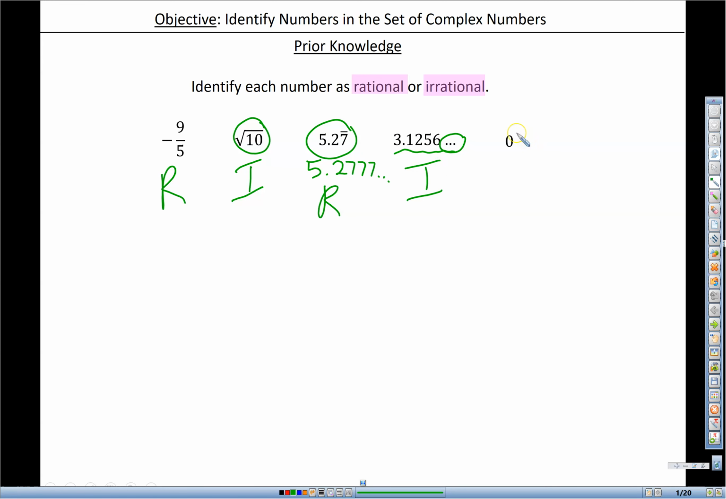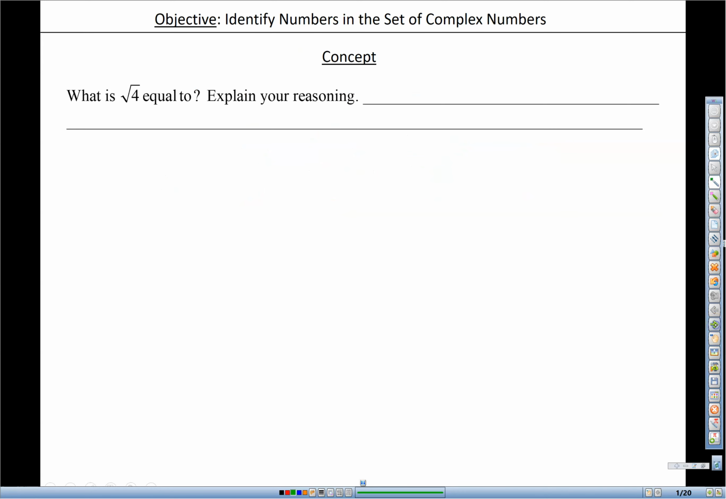And then we have numbers like 0. 0 is a whole number, and all whole numbers are rational. The reason is because we can always write a whole number as a fraction by giving that fraction a denominator of 1. And so that gives us a ratio of 2 integers, making it a rational number. All right, so that's what we've learned already.